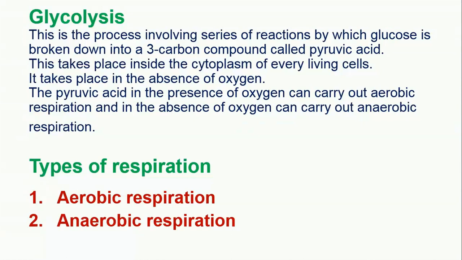Okay, it takes place in the absence of oxygen. Oxygen is not required for glycolysis to take place. The pyruvic acid in the presence of oxygen, like I said, can carry out aerobic respiration, or in the absence of oxygen, it can carry out anaerobic respiration. So that leads us to the types of respiration. We have 1 here, aerobic respiration. 2, we have anaerobic respiration.